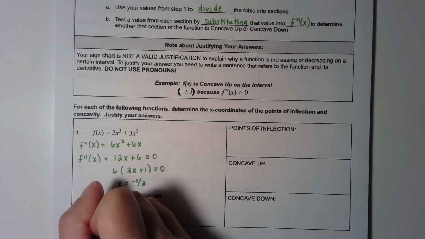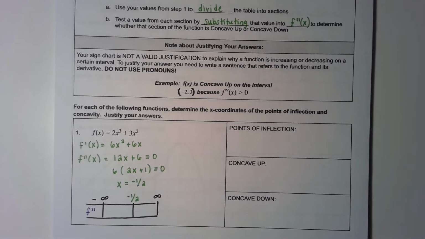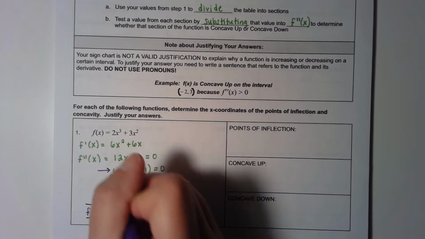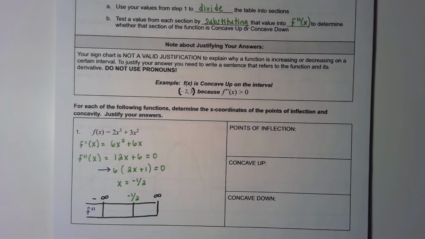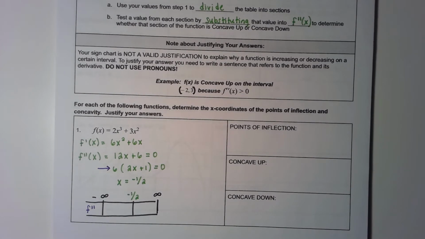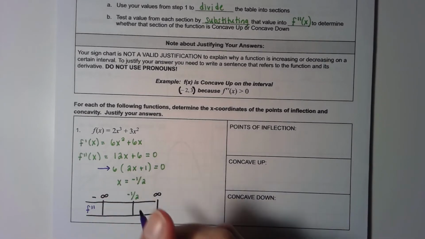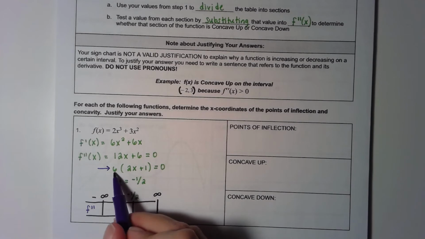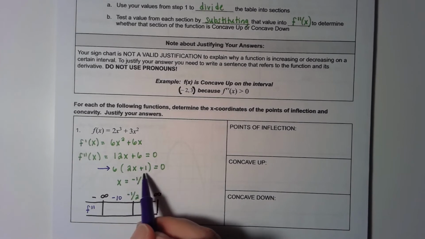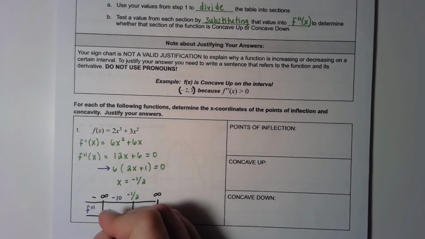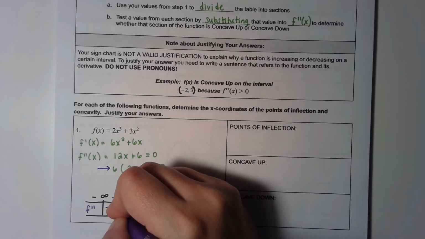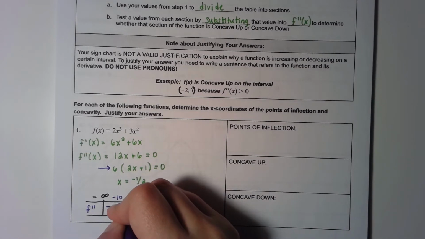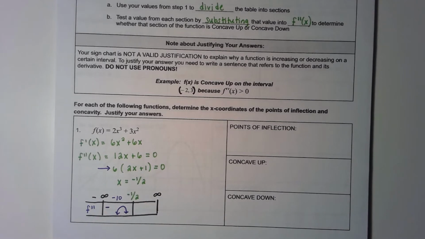So instead of putting f prime here, I'm going to put f double prime, and I'm going to plug my values into the second derivative, which was already factored. Just like I would usually use the factored version of the first derivative, it's a little bit easier. If I pick a number to the left of negative 1/2, like negative 10 perhaps, and I plug that in, I have 6 times a negative number because negative 20 plus 1 is definitely negative. So that means that the original function was concave down like a frown in that section.